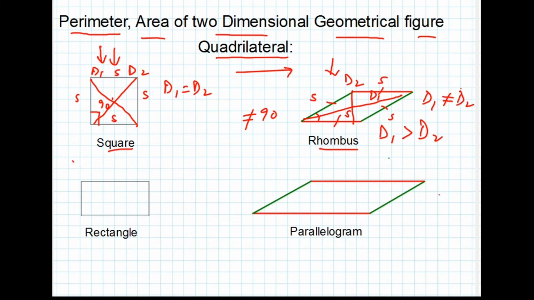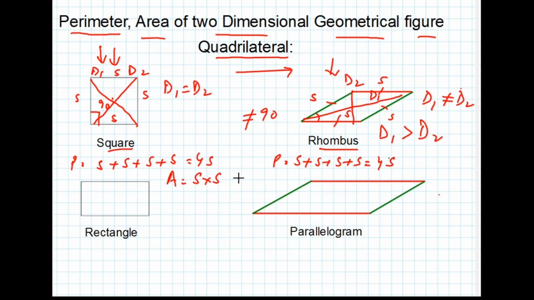Perimeter of a square is equal to S plus S plus S plus S, is equal to 4S. Perimeter of a rhombus is equal to S plus S plus S plus S, is equal to 4S. Area of a square is equal to S multiplied by S, is equal to S square.